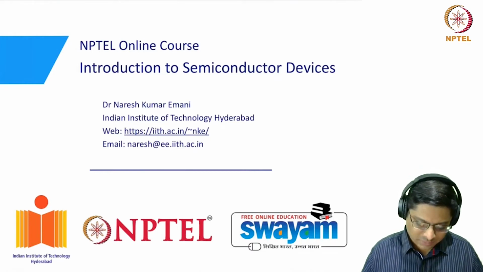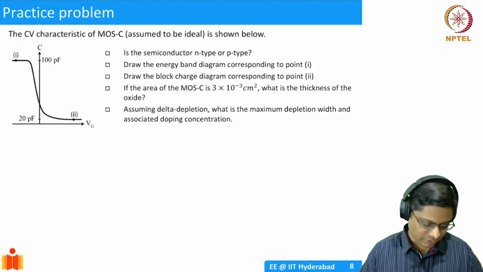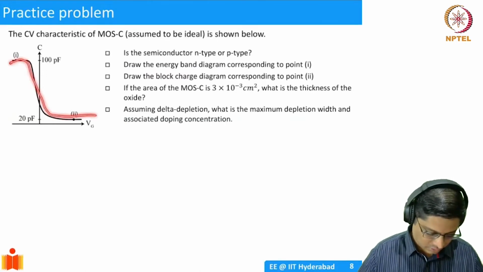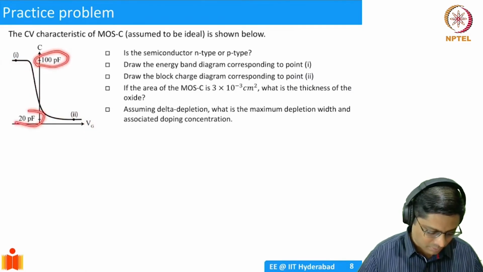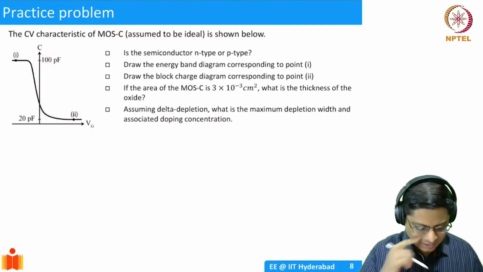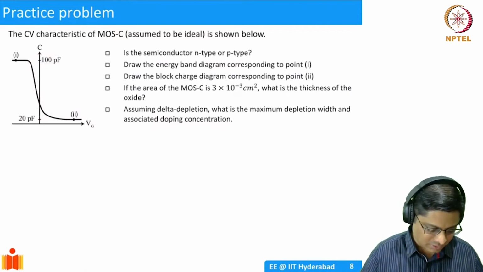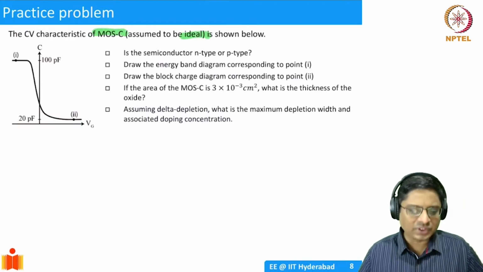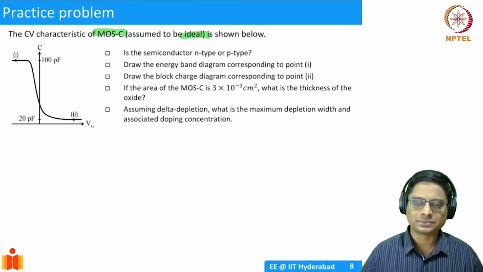The first problem we would like to solve is this. We are given a CV curve, and at 2 points, the capacitance numbers are also given to us. And this MOS capacitor is assumed to be ideal. So there are a few questions here, and we want to answer them one by one.